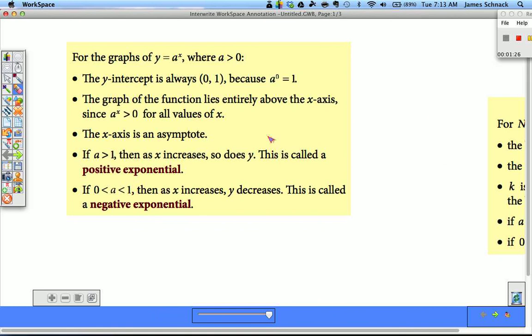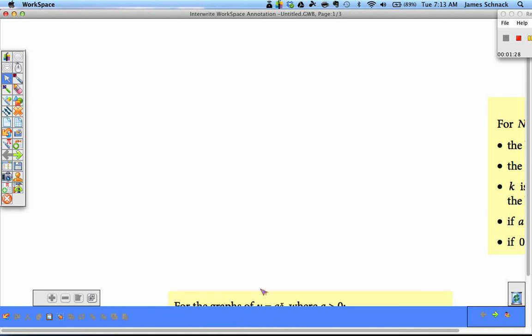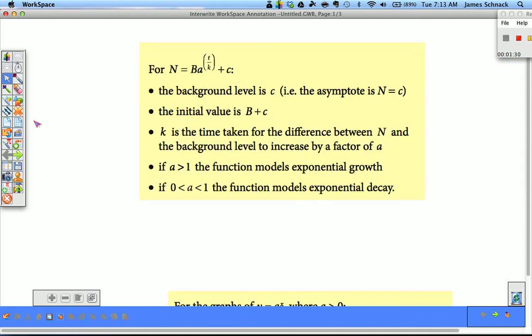So let's take this and make it a little bit bigger. So let me get rid of that. I'll bring this one in. So now, instead of y, we say n, the number of things that we have, equals b times a to the t over k plus c. This is like y equals a to the x, just a little bit more complex. Now we have a leading coefficient in front of the power. We've got a little bit more to the exponent, and then we're adding something.